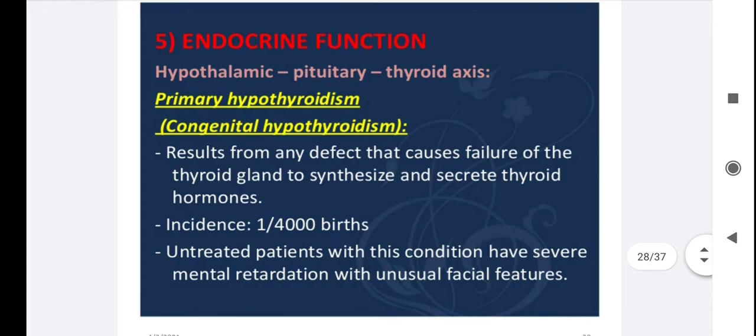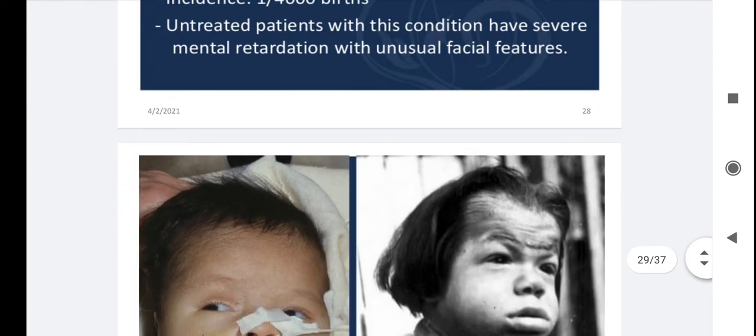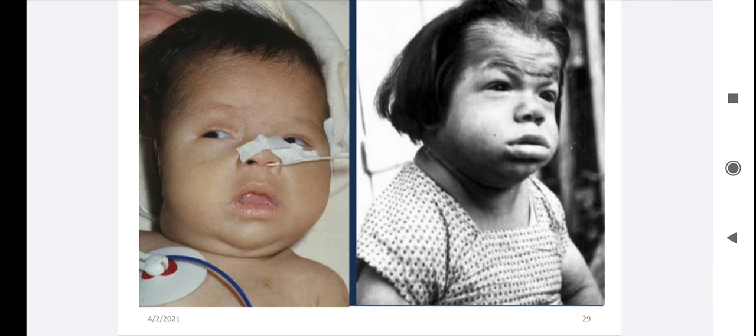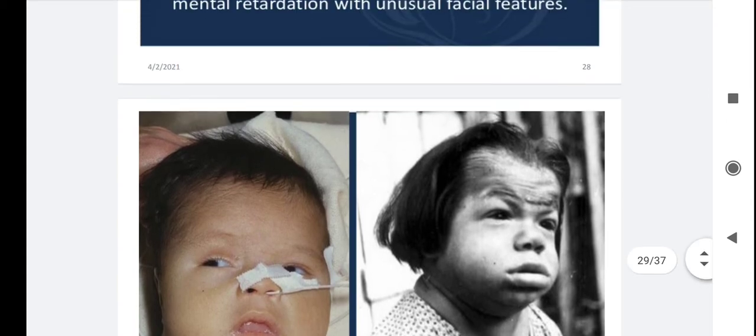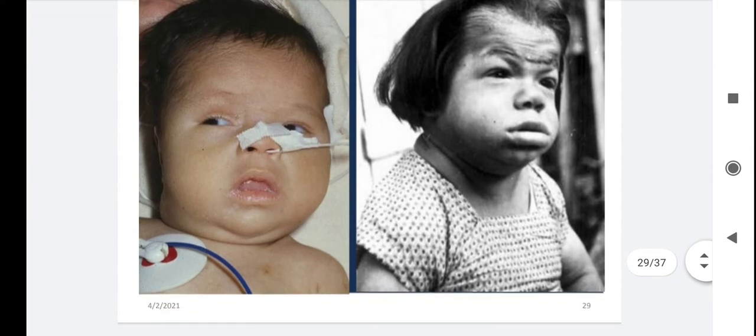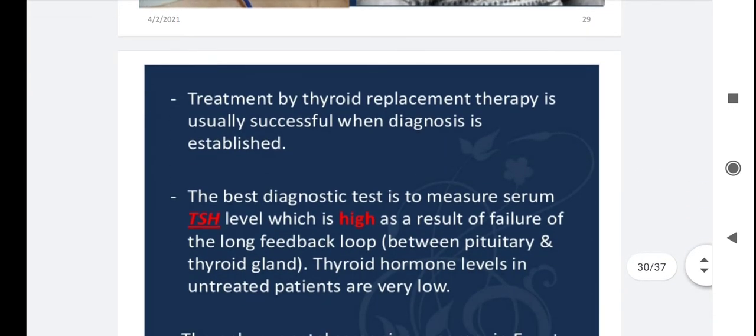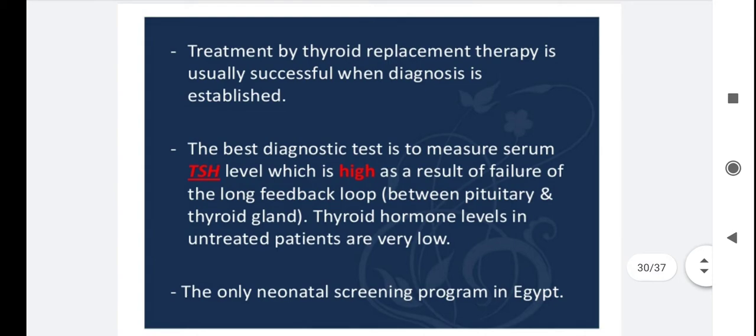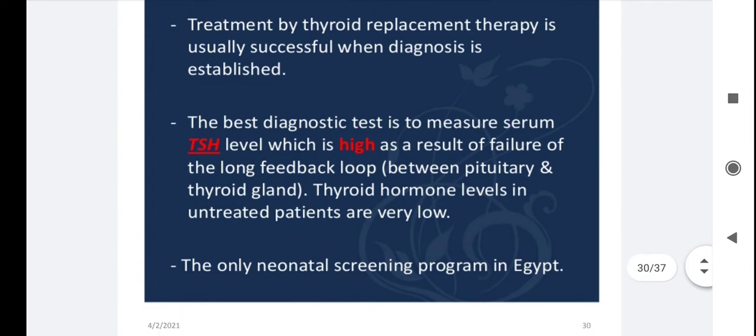واحدة من المشاكل اللي بتحصل والمفروض الناس تعمل لها screening during childhood هي الcongenital hypothyroidism، وهي من الأمراض النادرة لكن بتحصل. فدي الفيتشر بتاعة الطفل اللي هم بيكون عندهم يعني unusual facial feature due to congenital hypothyroidism. Treatment by thyroid replacement therapy is usually successful when diagnosis is established. بالتالي احنا مفروض نعرفها من بدري عشان ندي replacement therapy للثيرويد.